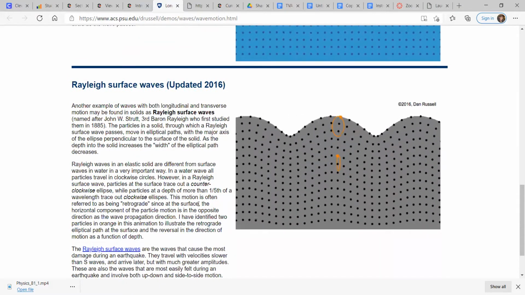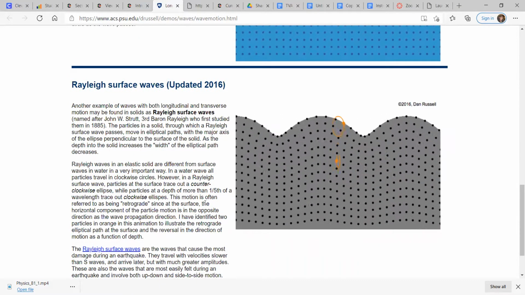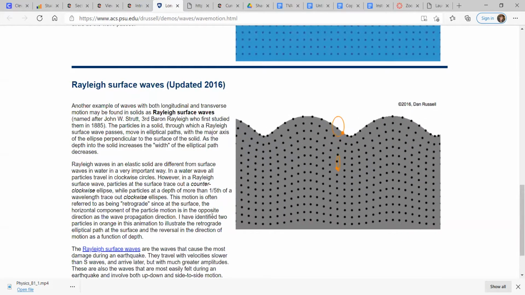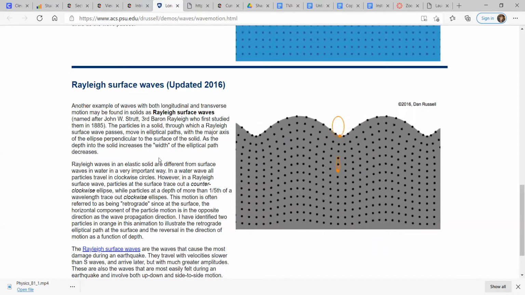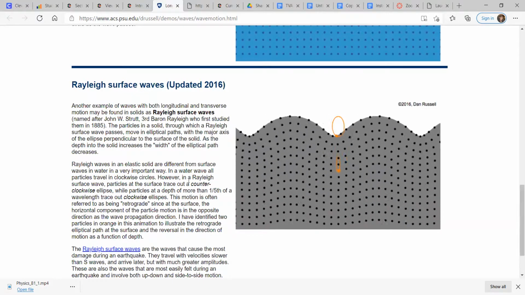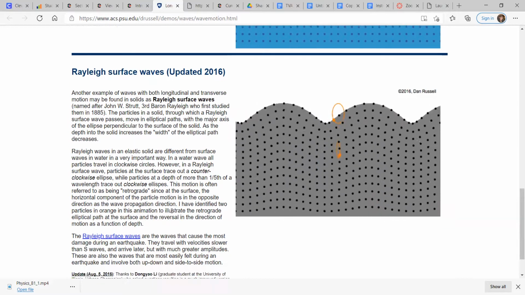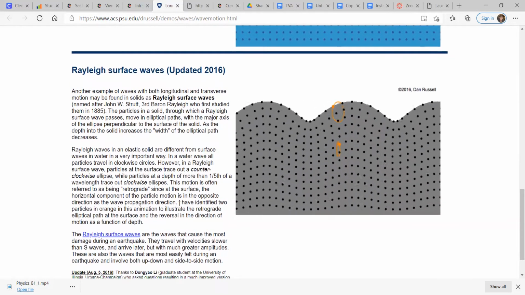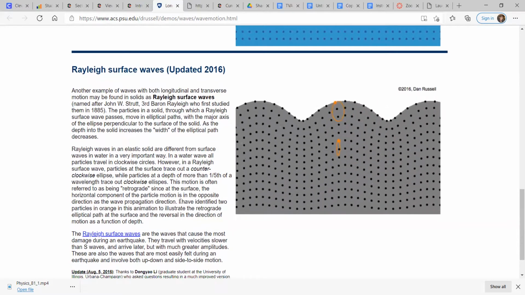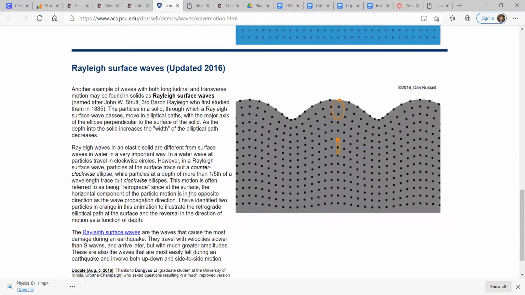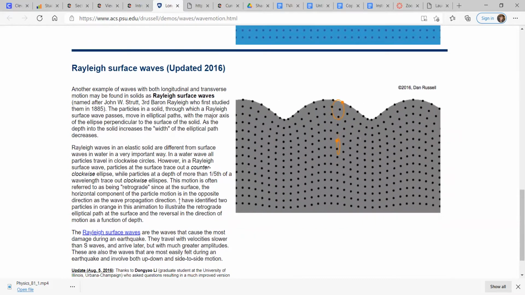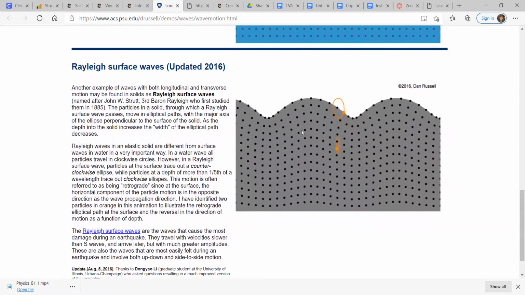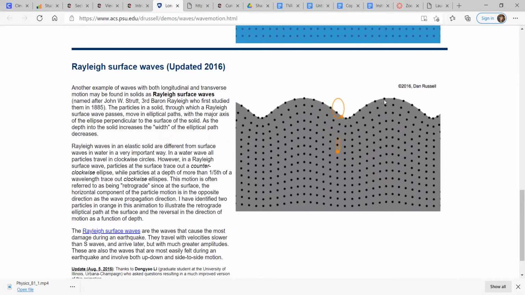And this motion is often referred to as being retrograde, since at the surface, the horizontal component of the particle motion is in the opposite direction as the wave propagation direction. I've identified 2 particles in orange in this animation. This is from the website Maker. Look, the waves are moving this way, and yet the particles are moving counterclockwise.